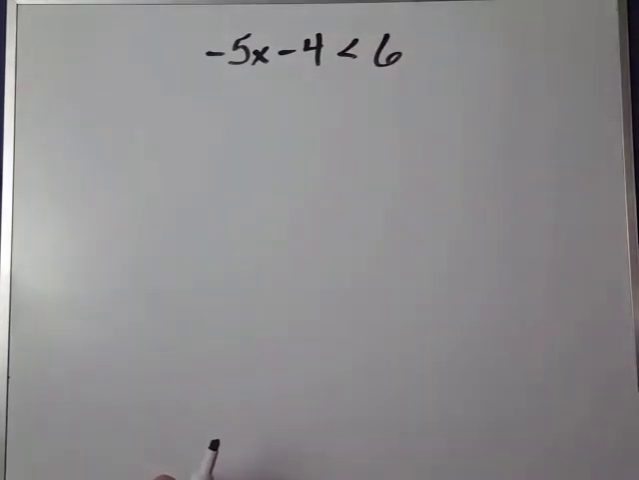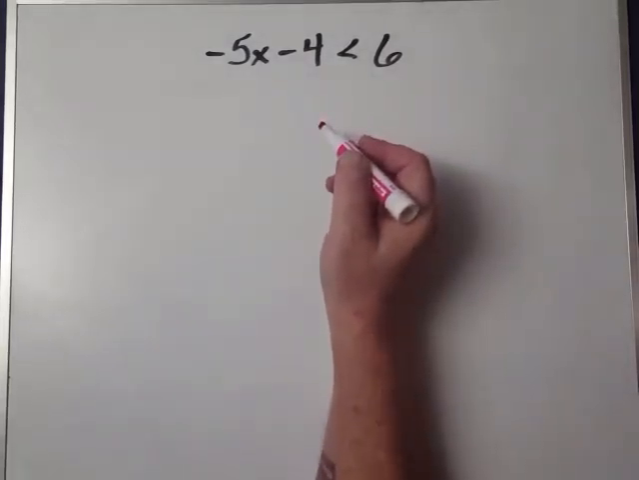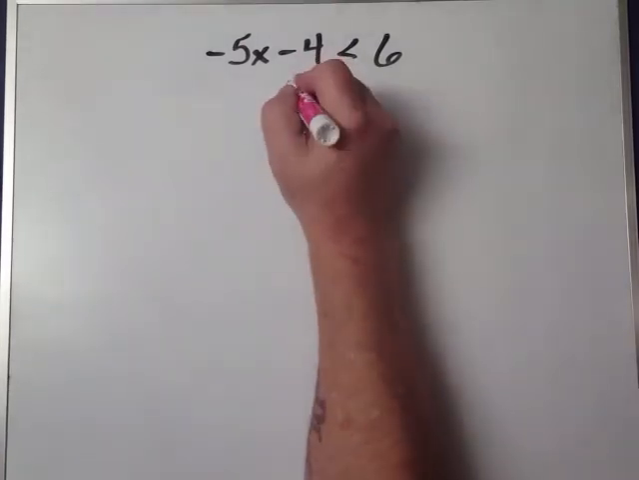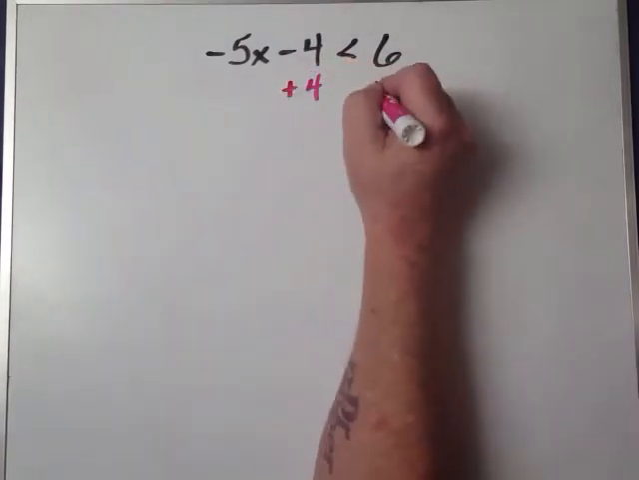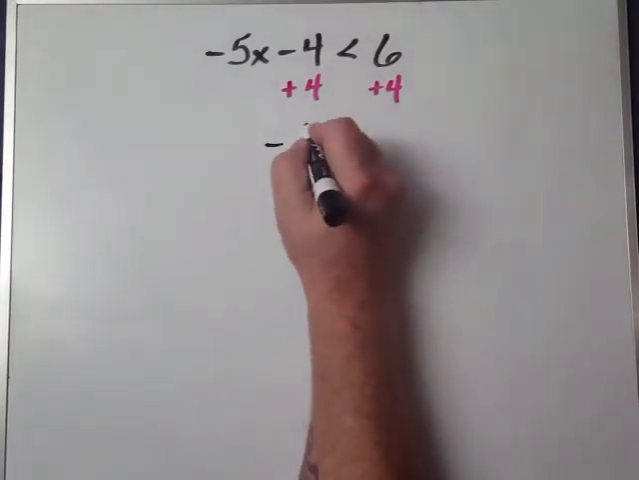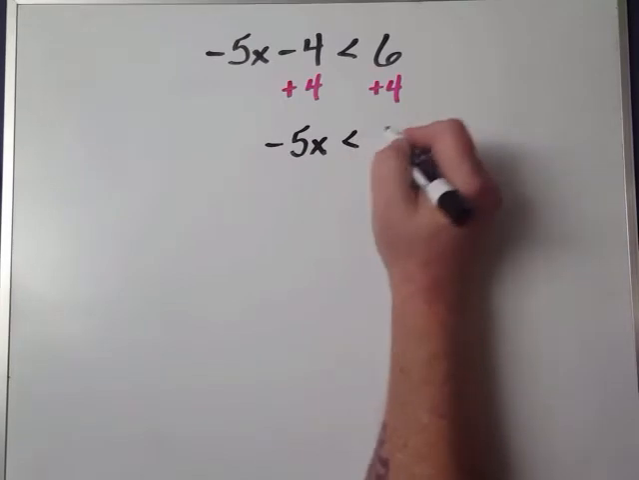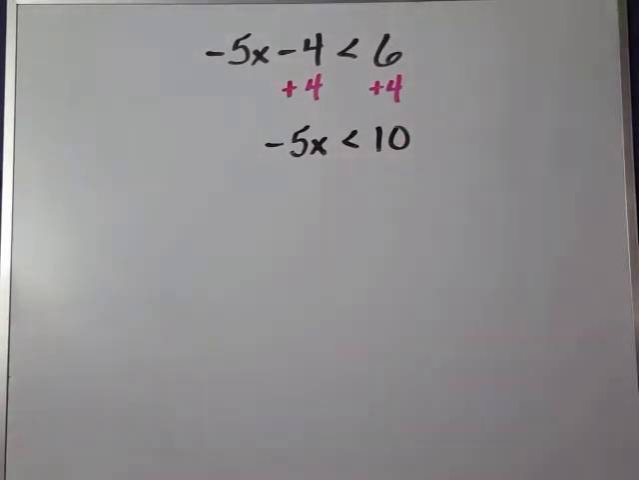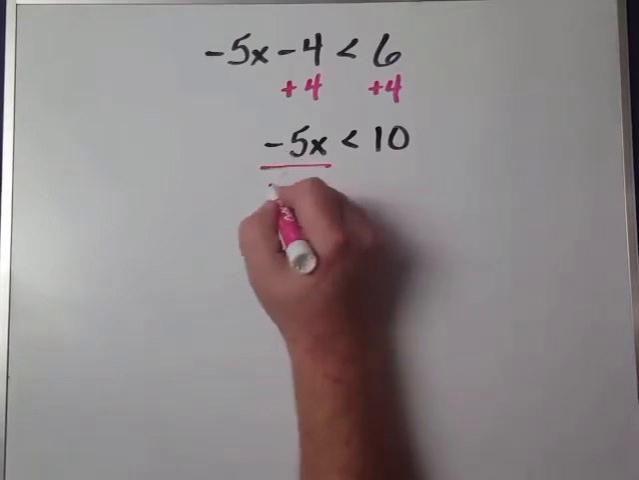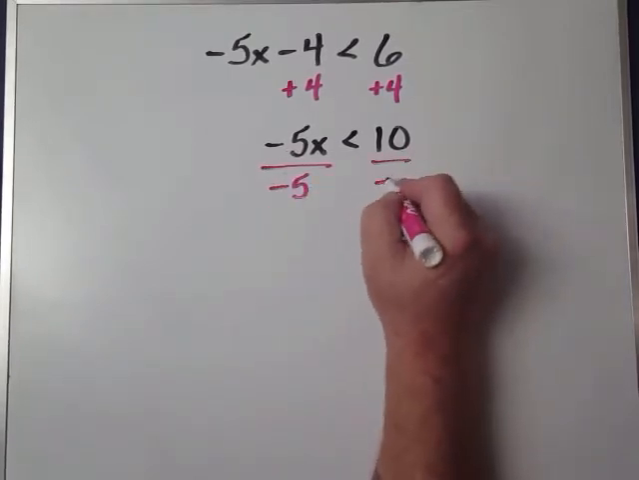We want to solve this inequality for x. Again, she wants the graph and the interval as part of our final answer. Both sides are already simplified. X is already on one side. Let's get x by itself. Add 4 to both sides. That gives me negative 5x is less than 10. And now to get x by itself, divide both sides by negative 5.